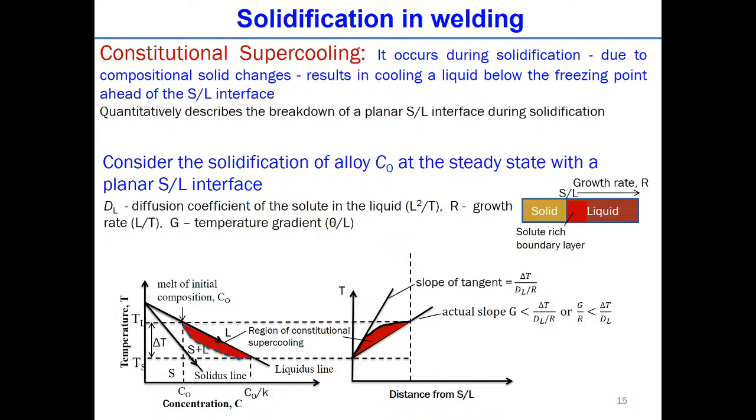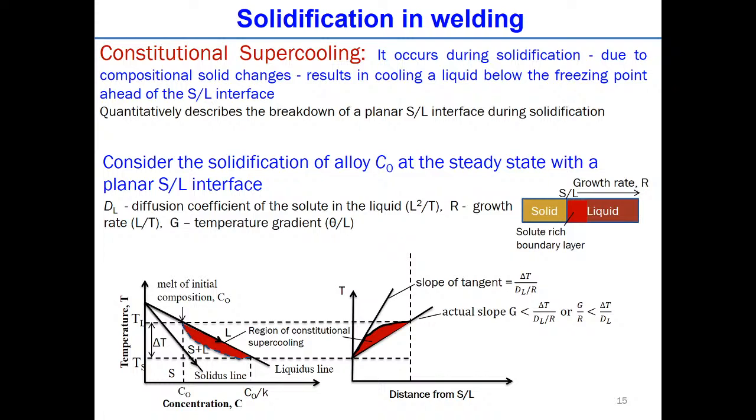So constitutional supercooling occurs during solidification due to compositional changes, because in front of the interface, if you see in this figure, there is a solute boundary layer. There is an interface between the solid and liquid. It is already solidified, and then the solid-liquid interface moves towards the liquid. So just in front of the solid-liquid interface, there is a variation in the concentration. That zone acts as a boundary layer, like the boundary layer formation in fluid mechanics problems.